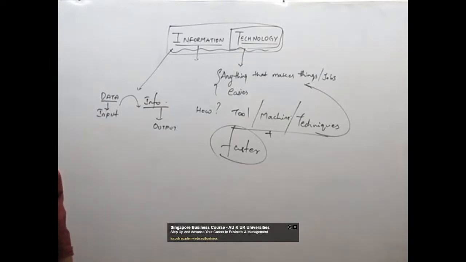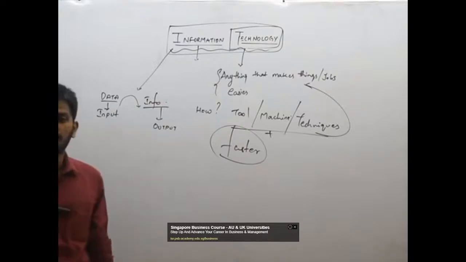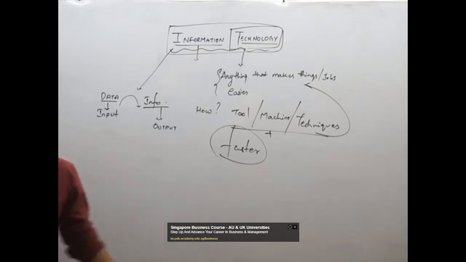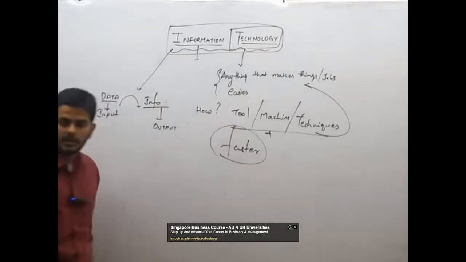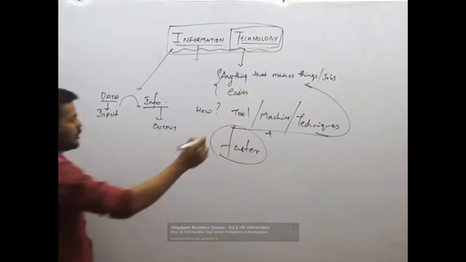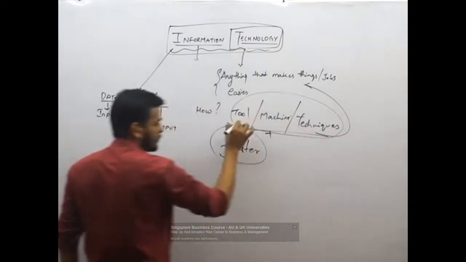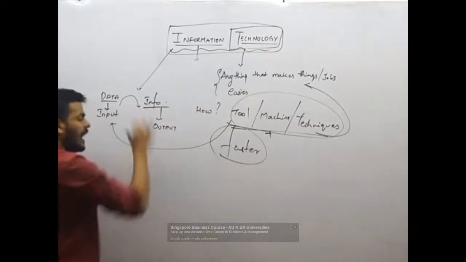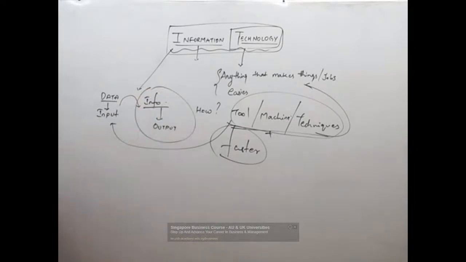So, what is the output? Okay, let's make it Q&A, so let's make it easy. What is the output that we want? Information. Very good. How do you get it? By processing something. What is that something? Data. How should that processing be done? We don't know that. Either it can be manual or by use of these machines and tools. Correct or not? So if you are using any of these tools, techniques or machines to process data and get out information, that is information technology.